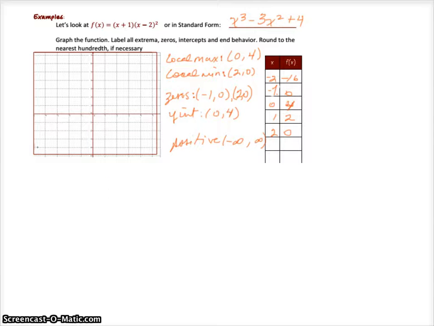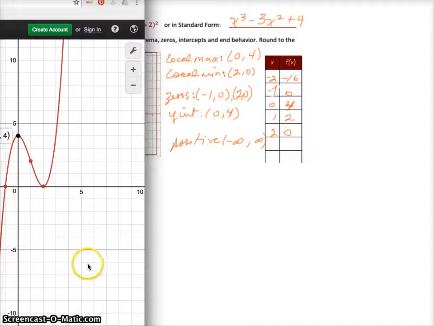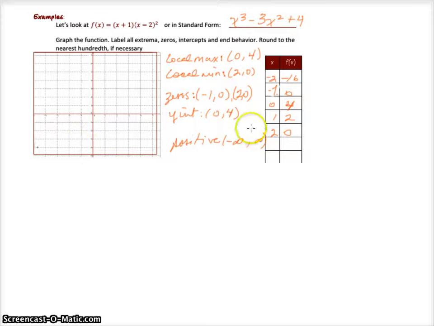Okay, so let's graph this as best we can. It's important to make sure you get your zeros graphed as best as you can. So our zeros were (-1, 0) and (2, 0). And then my local maximum was (0, 4), and my minimum was (2, 0). Okay, and it had a positive end behavior. So it's going to start from negative infinity and work its way up through here, swoop down, and work its way back up. And that's graphing. So let's go ahead and try one on our own.